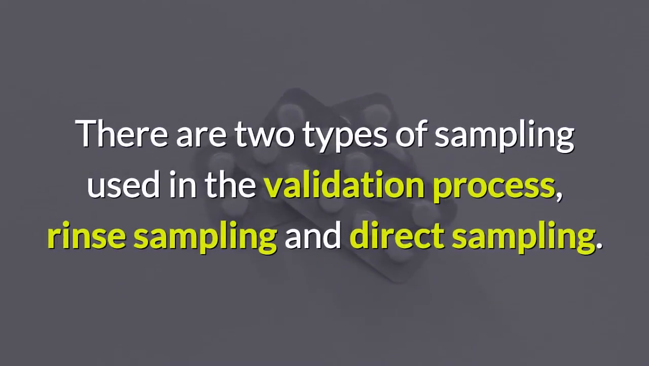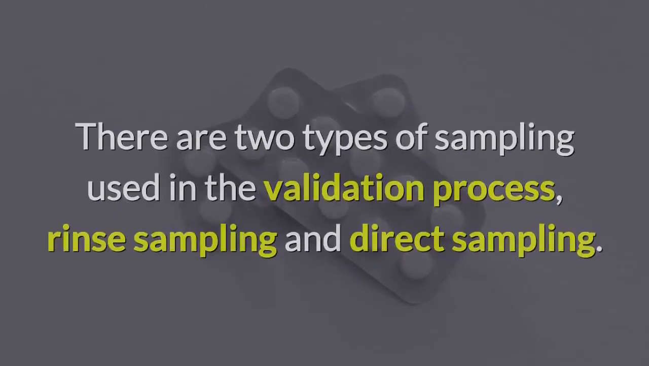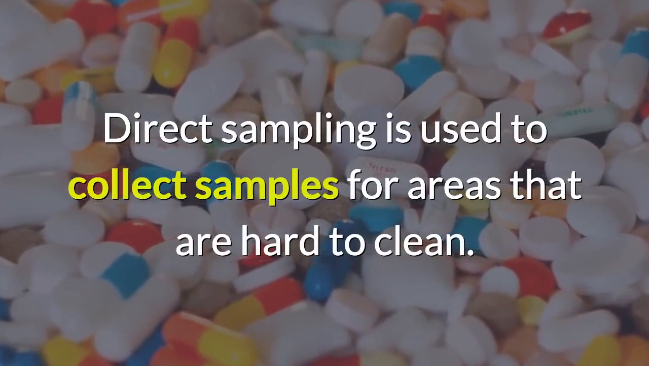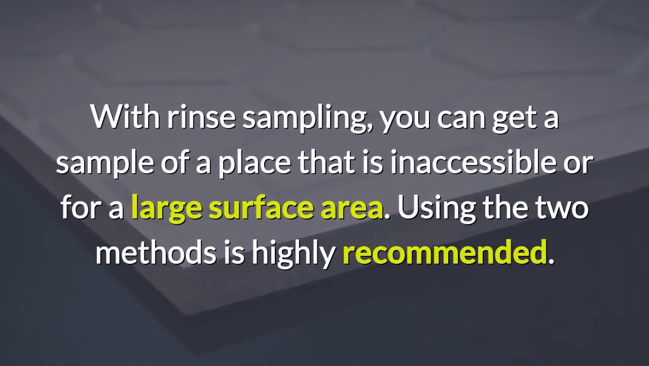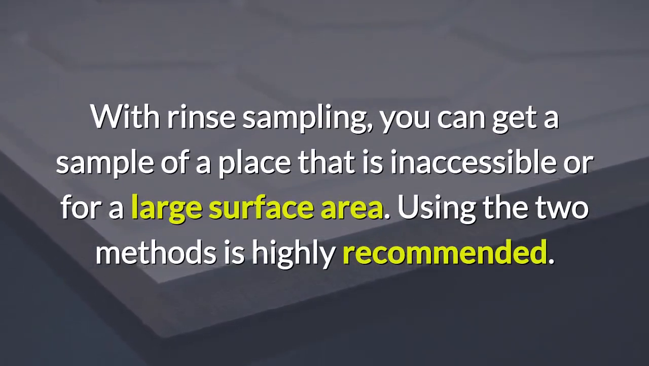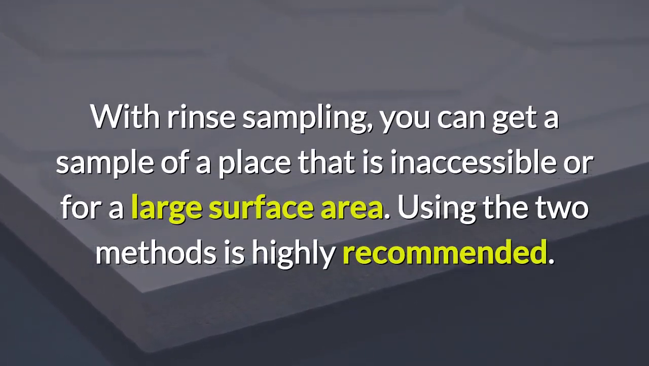There are two types of sampling used in the validation process: rinse sampling and direct sampling. Direct sampling is used to collect samples for areas that are hard to clean. With rinse sampling, you can get a sample of a place that is inaccessible or for a large surface area. Using the two methods is highly recommended.